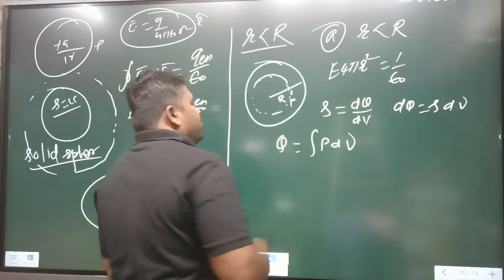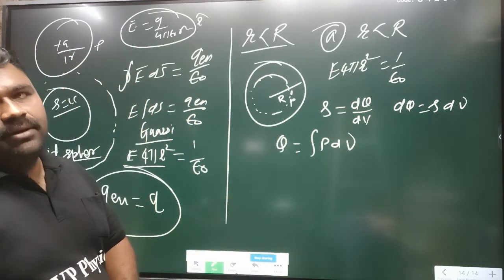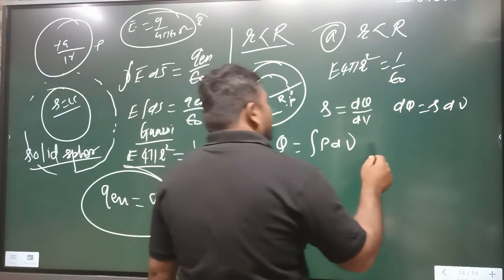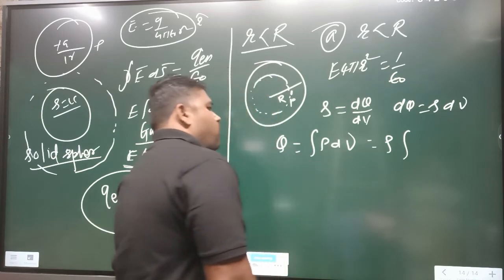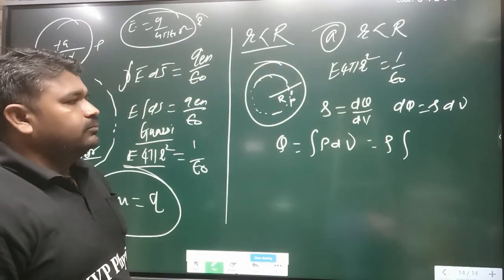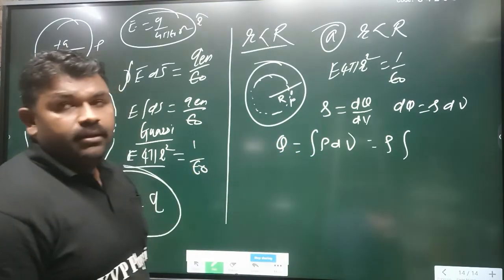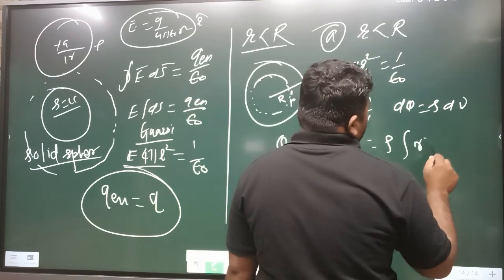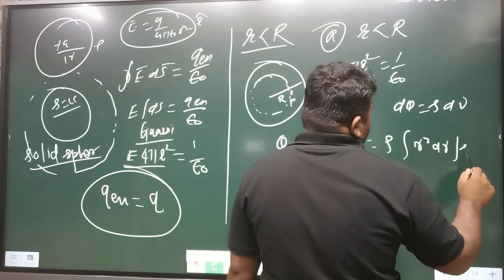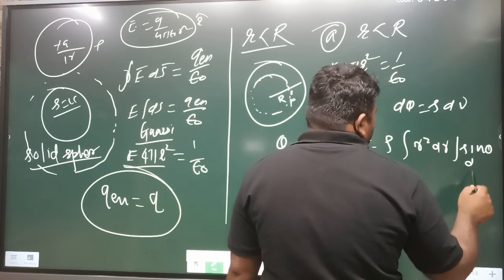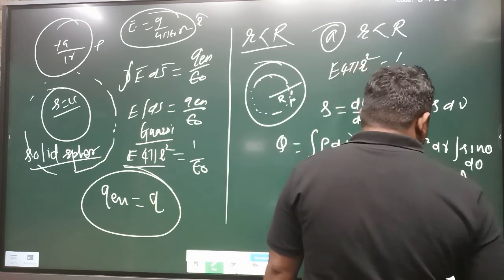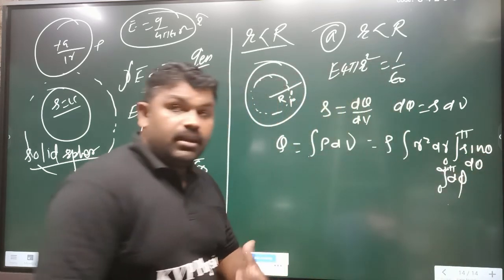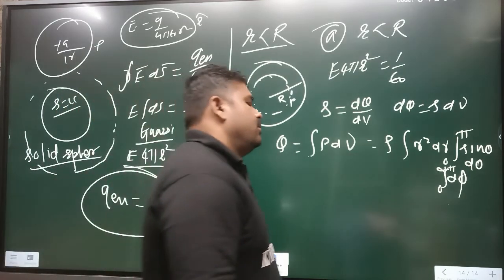Is rho uniform or non-uniform? Nothing is mentioned, so by default it is uniform, means rho is constant. Take it common, outside the integral. Then dV is r square dr sin theta d theta d phi, with integration over each. The limits: the system is 3D, theta varies from 0 to pi, and phi varies from 0 to 2 pi.